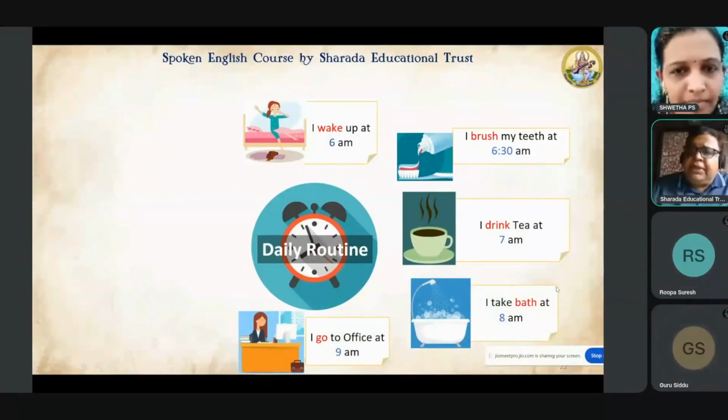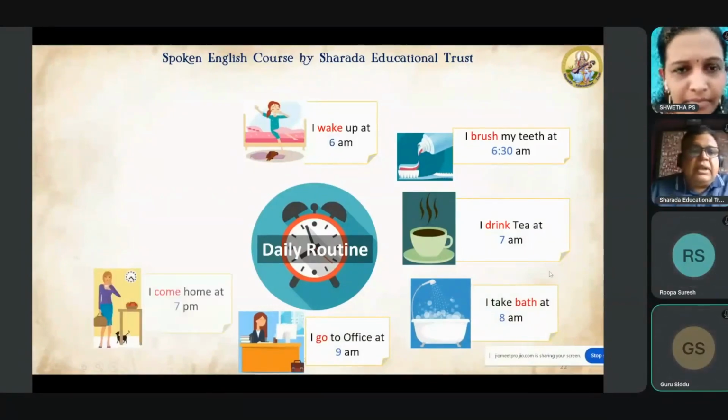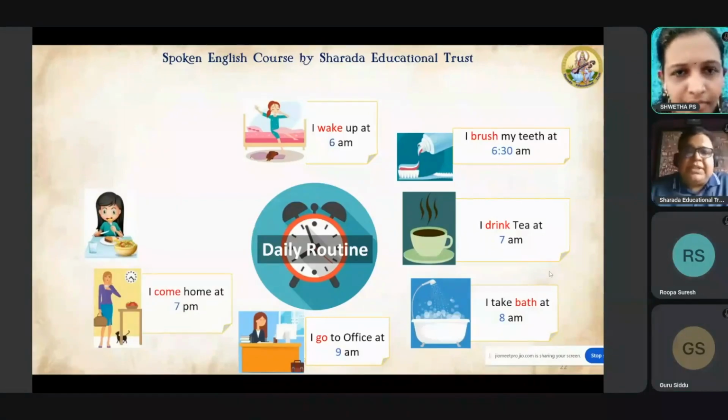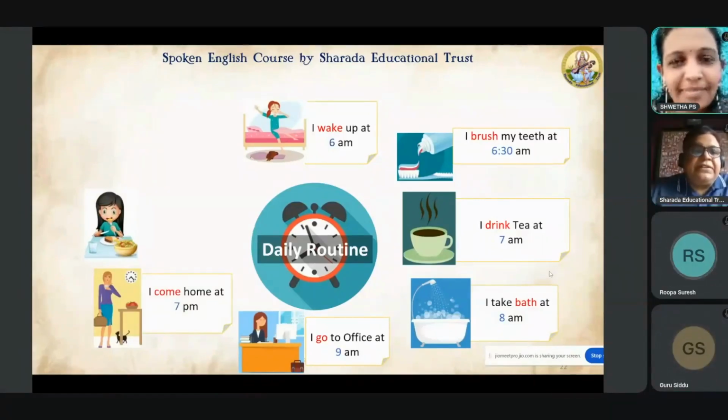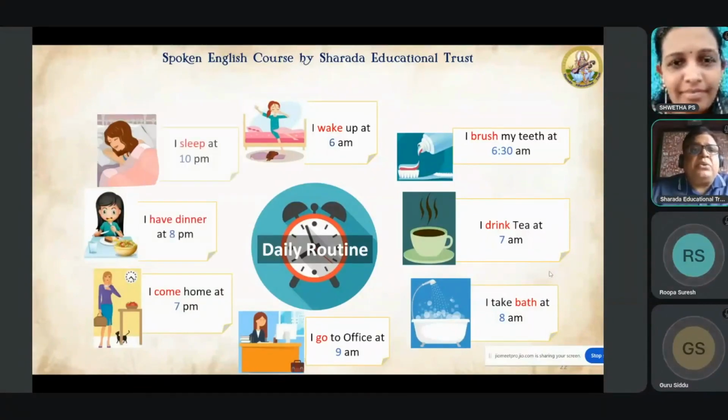I come home at 7 p.m. So she has missed a lot of things in between, which Shweta has described: lunch and other things, having tea with a friend in the school. That is also missing. I have dinner at 8 p.m. I go to sleep at 10 p.m.